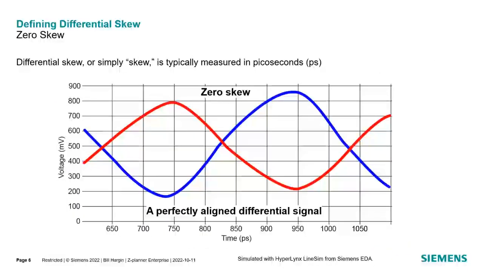Let's define what differential skew is, what we mean by differential skew. I'll start with a zero skew example. Here we've got a perfectly aligned, well, not perfectly aligned, but pretty well aligned differential pair. Skew is measured in picoseconds, as the slide says. And in a later slide, we'll go into how this signal would look if we introduce some differential skew.